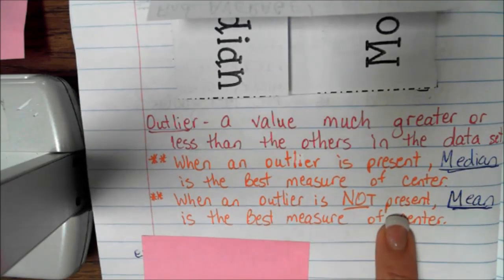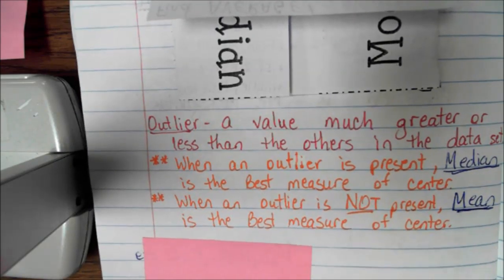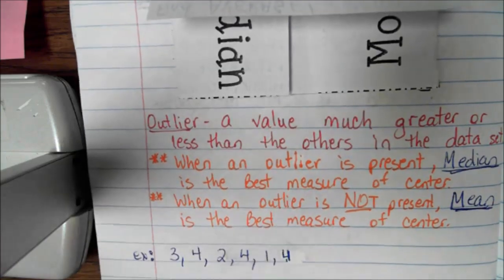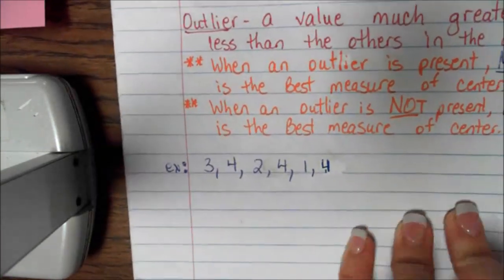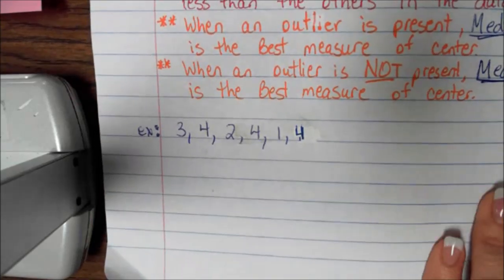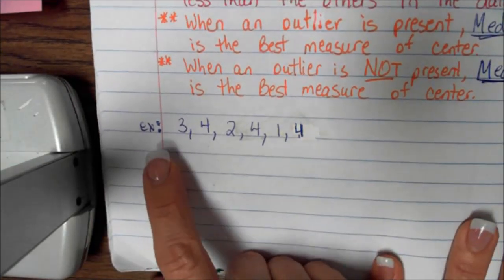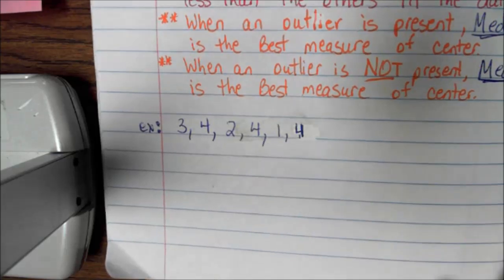If an outlier is not present, then you can use the mean. Okay. All right, so let's take all this information and do an example, guys. I have a data set, and my data set is 3, 4, 2, 4, 1, and 4.